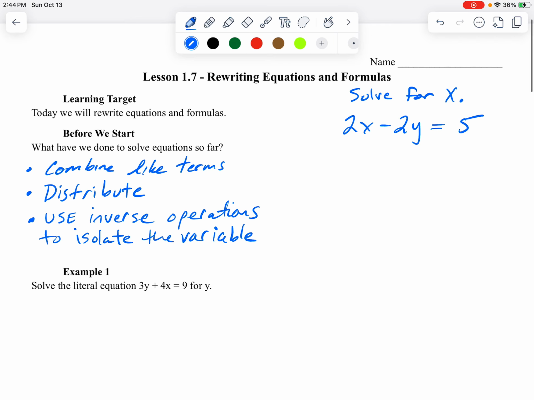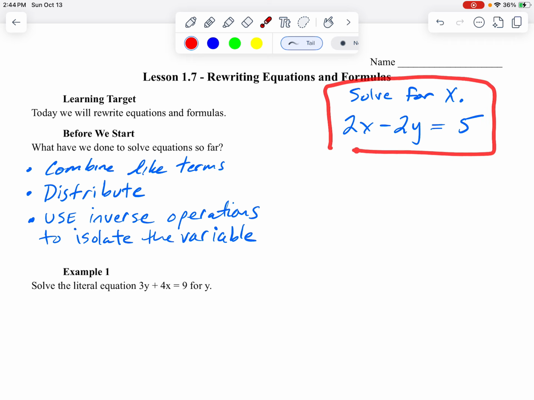This is our video for lesson 1.7, and this is on rewriting equations and formulas. So we're going to start adding in a second variable into some of our equations, and then we'll be solving for a specific one of those two. For example, we'll look at this in just a second.